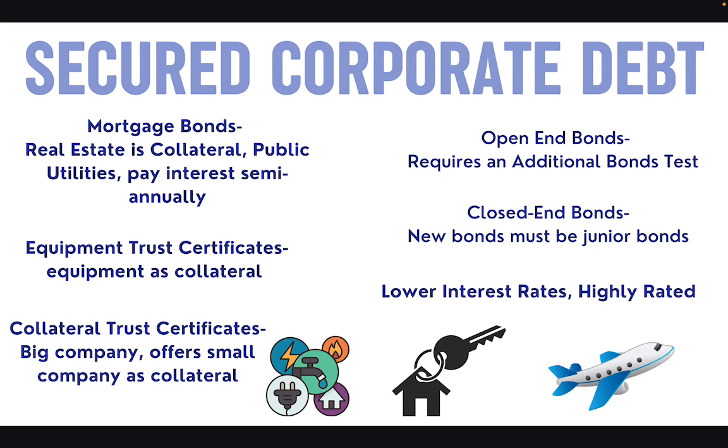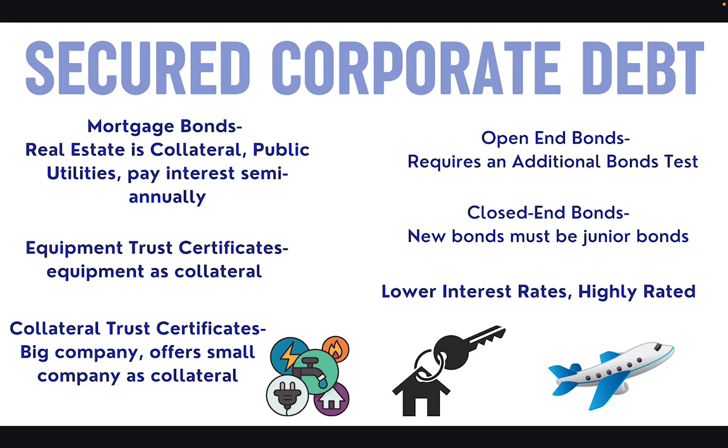Then there are open-end bonds. These require an additional bonds test. So let's say a company issues open-end bonds. They're saying, listen, this is the amount of money we think we're going to need, but if we do need more, then these parameters are in place, and if these parameters are met, then we will have the right to issue more bonds. But they have to pass the additional bonds test.